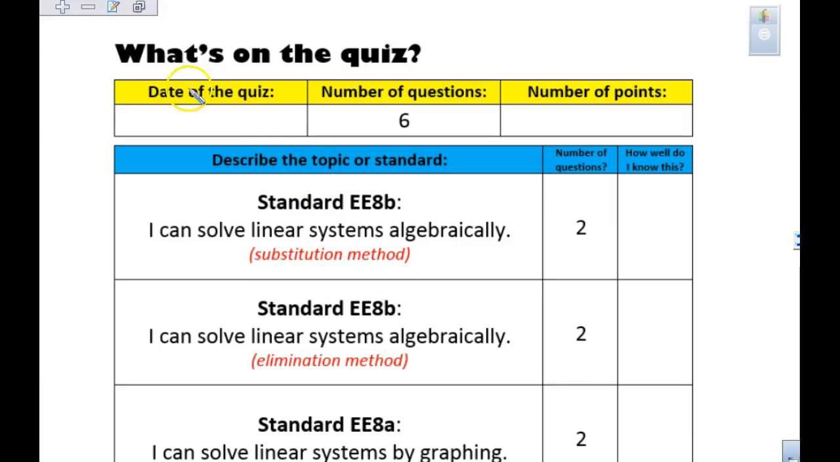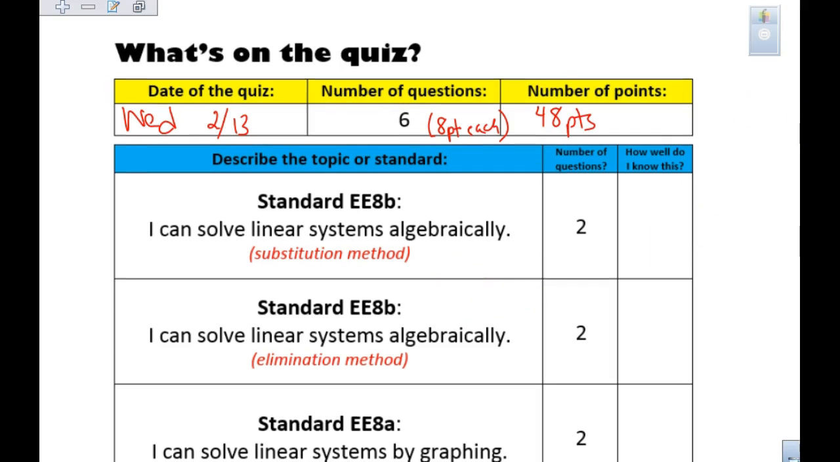Let's look at what's on the quiz. The quiz is going to be on Wednesday. Again, this is page 26 in your workbook notes. So Wednesday is our quiz, 2.13. It's going to have 6 questions, 48 points, which pretty much means each question is worth 8 points.